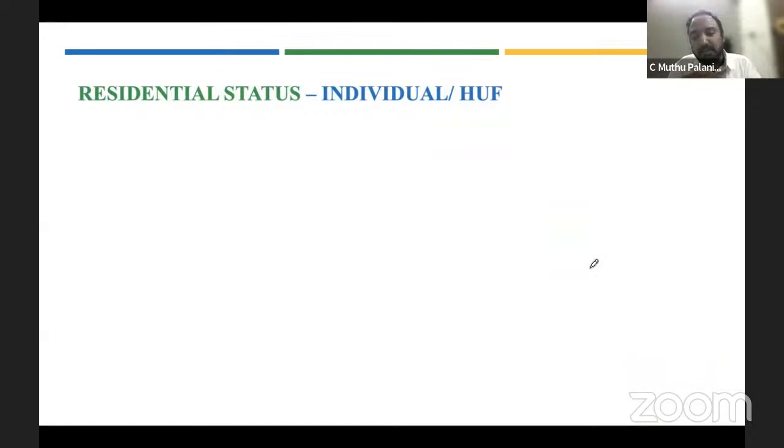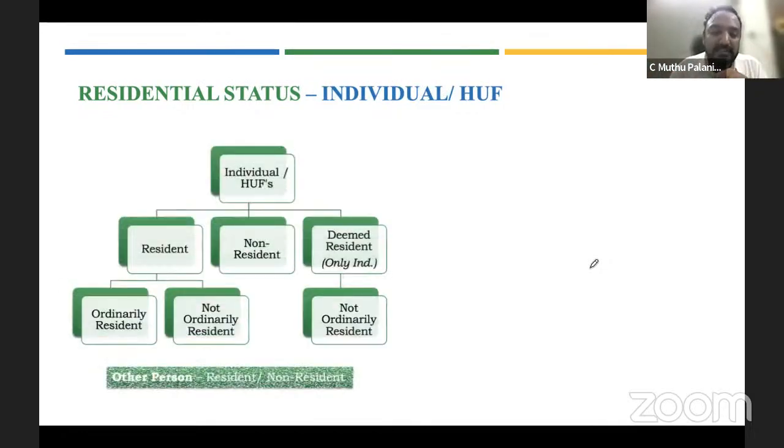And we'll move on to the residential status. So when you talk about income tax, the first and foremost step is to identify the residential status. Only when you know what category of tax status you hold, your taxability is defined. So whether a particular income is taxable or not for a particular taxpayer depends on residential status. So what exactly is residential status?